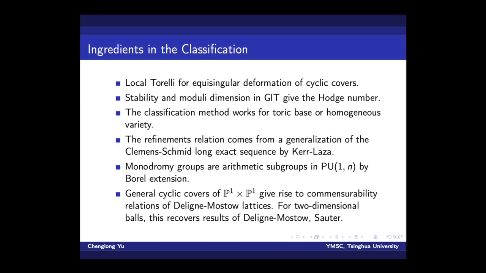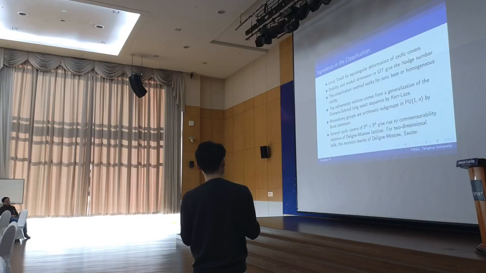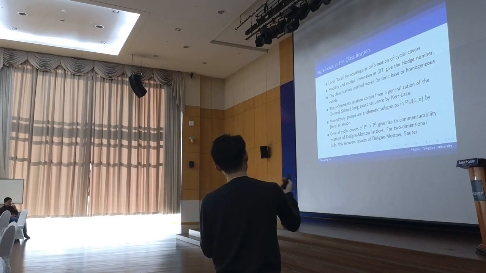And like what I said, for general cyclic covers, even just for P1 cross P1, we can get this commensurability relations of the Deligne–Mostow lattices. And when the moduli has dimension 2, we recover the results of Deligne–Mostow and Sauter. They prove some complex hyperbolic balls of dimension 2. They prove that some lattices in this Deligne–Mostow theory are commensurable, even for non-arithmetic ones.